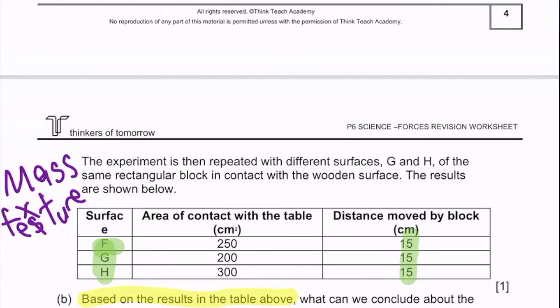So I have to always start with the word comparing. I say comparing surfaces F, G, and H. When the area of contact, don't tell me increases, you must say when the area of contact of the blocks with the table is different. When they are all different, the distance moved by the block remains the same. Understand? That's why I know that the surface area, after that you just conclude nicely, the surface area of a rectangular block does not affect the friction between the rectangular block and the wooden surface.